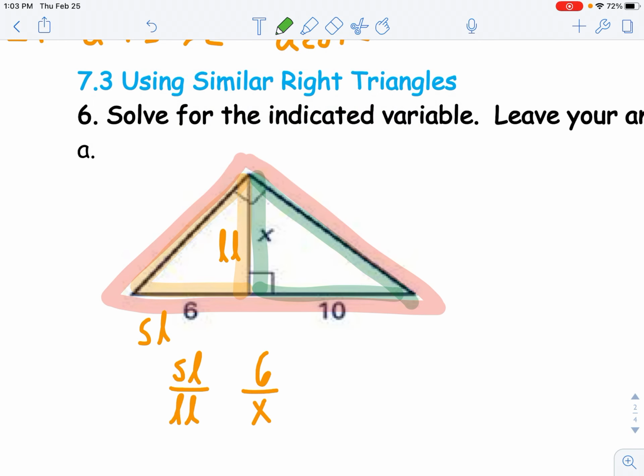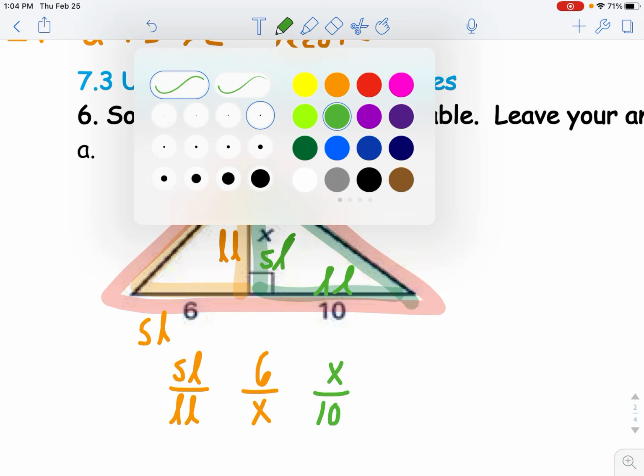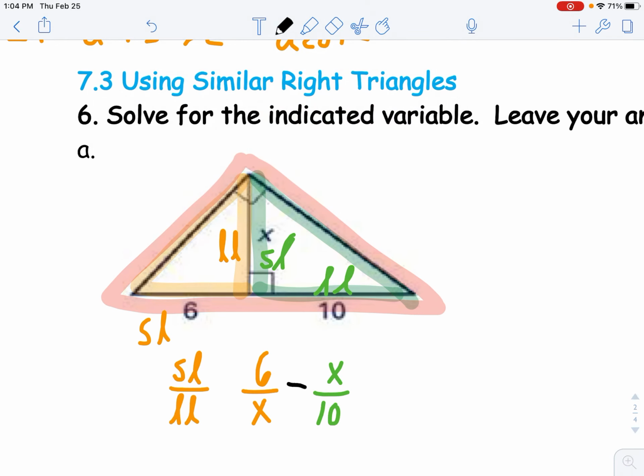Next, in this medium triangle, yes, x counts. X is now the short leg. That's the long leg. So then I'm going to write x over 10. All right. So this is legal. Set them equal to each other. Cross multiply. I'm going to get x squared equals 60.